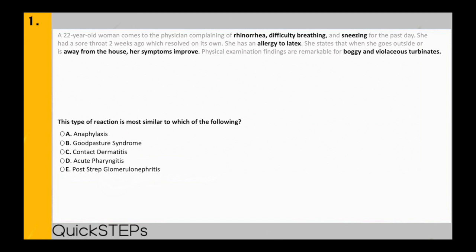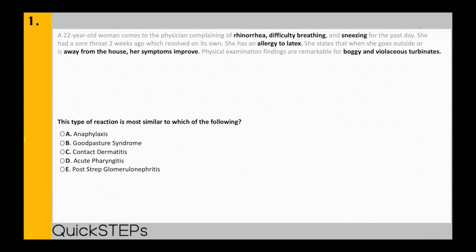Hopefully what you highlighted has a high overlap with mine. If it doesn't, don't worry. This is your first try, so you'll only get better going forward. The keywords that I was able to find were rhinorrhea, difficulty breathing, sneezing, allergy to latex, away from the house, her symptoms improve, and boggy and violaceous turbinates.